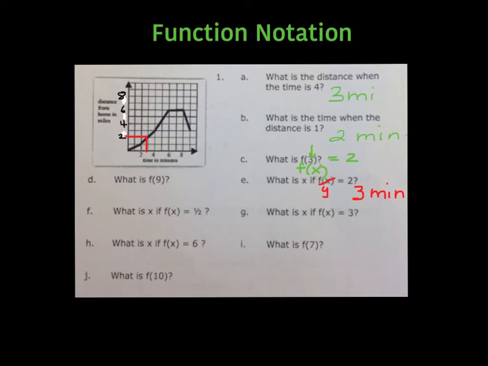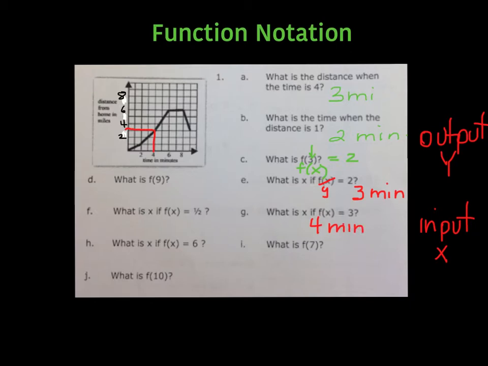Let's look at that in a different way. What is x if f of x equals 3? It's saying if the output of the function is 3, what is the input? Remember, output is y and input is x. So if I want my output to be 3, I go over to the function, and the input would have to have been 4.